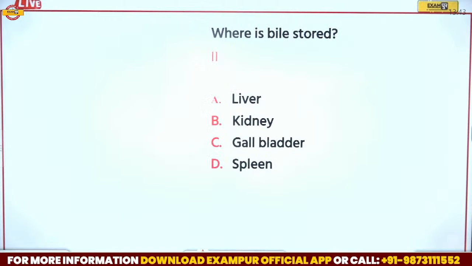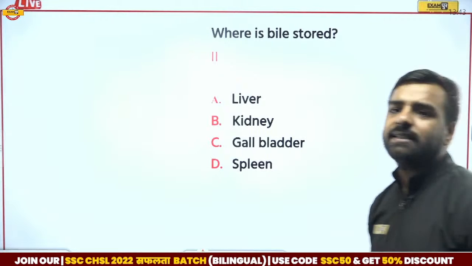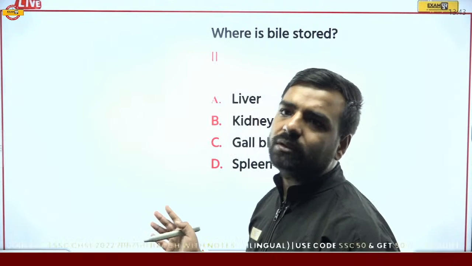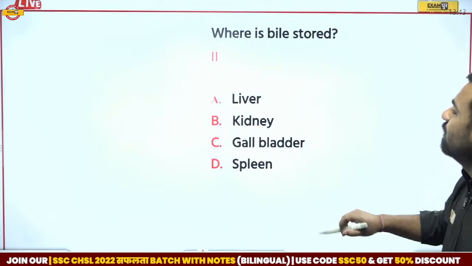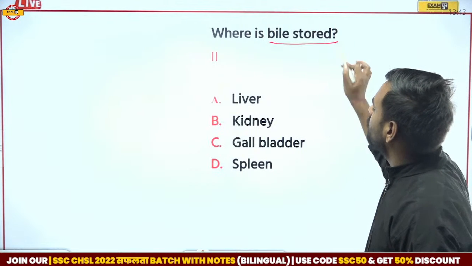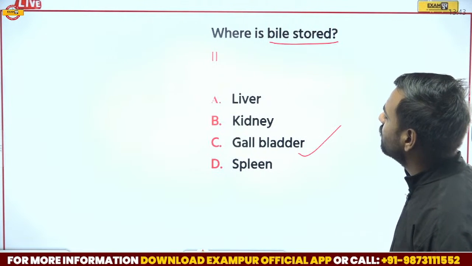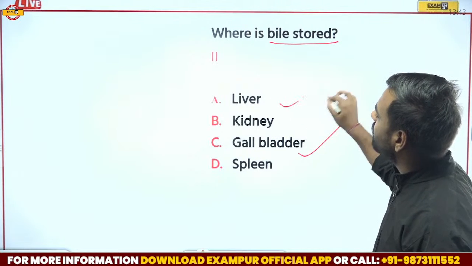Next we have, where is bile stored? We have just discussed it. Kanak, you gave the correct answer that time. So we are not going to take any more time here. We'll directly say, if I talk about the storage of bile, it is done by the gallbladder. Whenever we are talking about secretion, it is done by the liver.